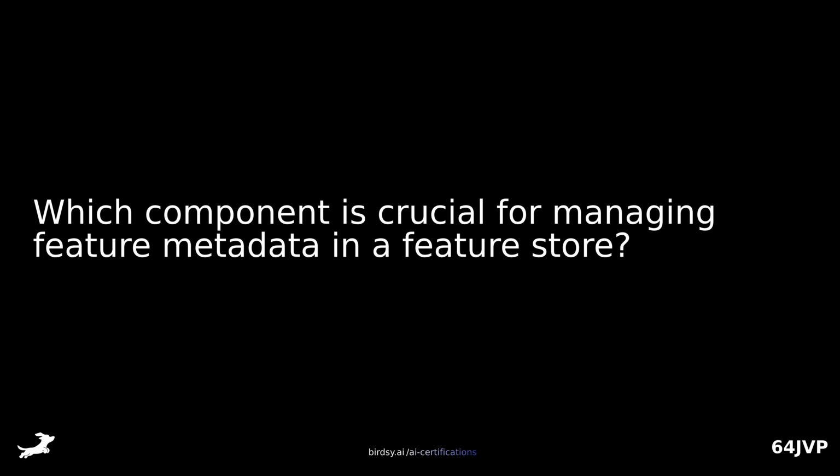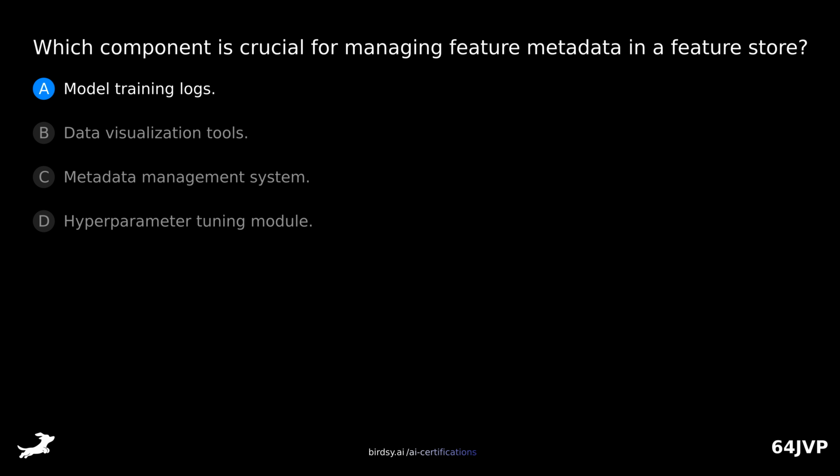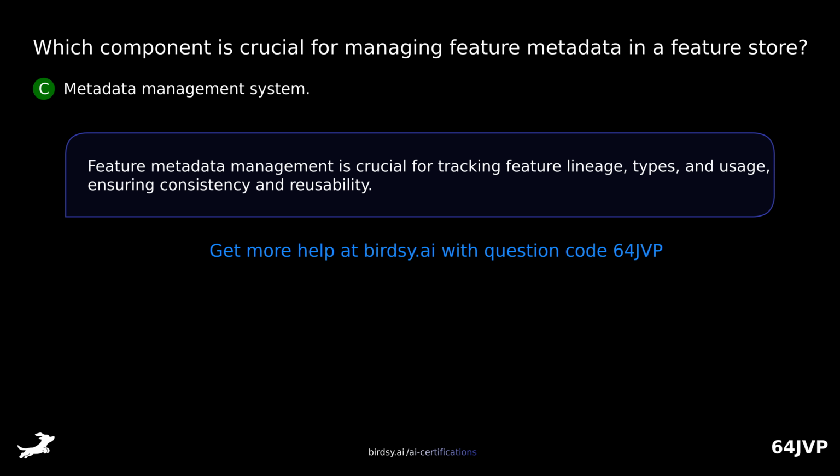Which component is crucial for managing feature metadata in a feature store? Is it A. Model training logs? B. Data visualization tools? C. Metadata management system? Or D. Hyperparameter tuning module? The answer is C. Metadata management system. Feature metadata management is crucial for tracking feature lineage, types, and usage, ensuring consistency and reusability.